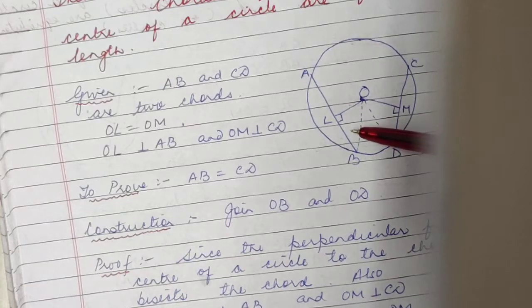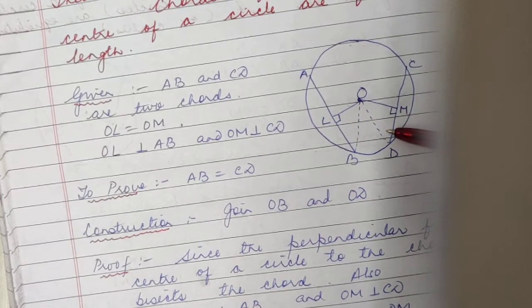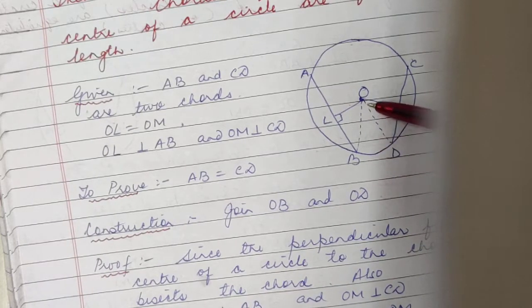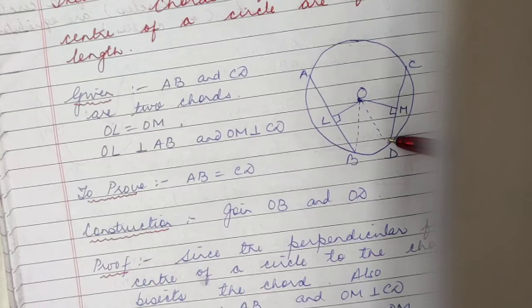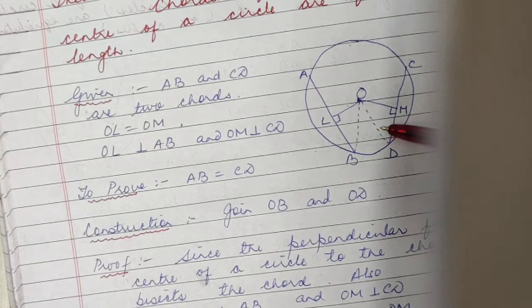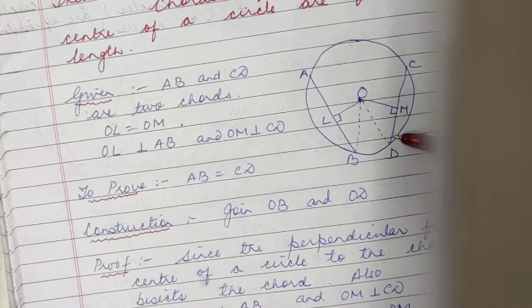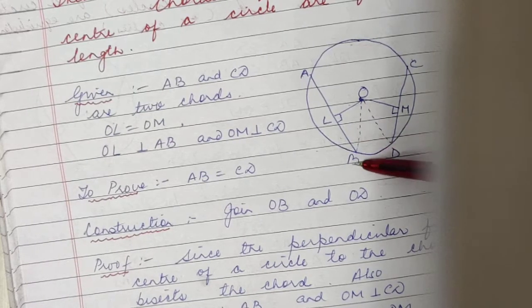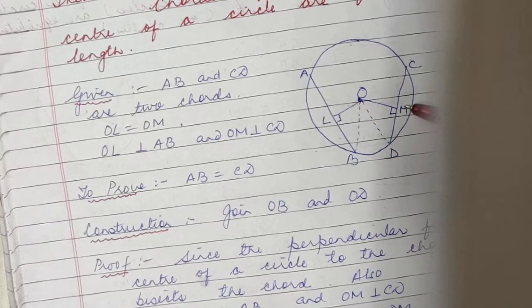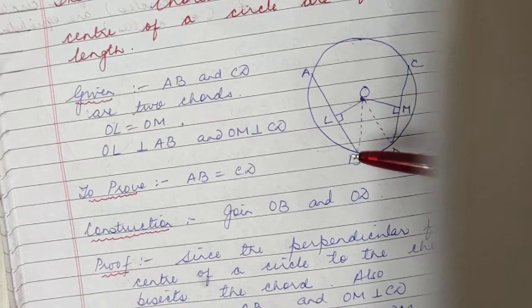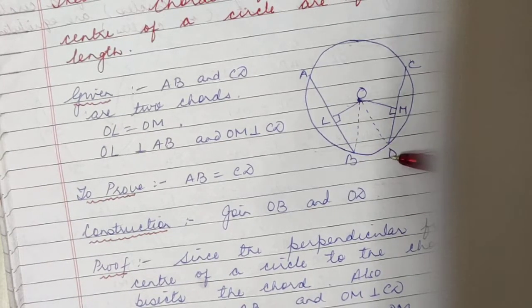Now in triangles OLB and OMD, OL equals OM given, then OB equals OD, radii of the circle. Therefore, the two triangles are congruent by RHS congruency rule. Therefore, BL equals DM. Now, what are BL and DM equal to? We have seen that BL is equal to half AB and DM is equal to half CD. So, in place of BL and DM, we can write half AB equals half CD or AB equals CD. Hence, proved.